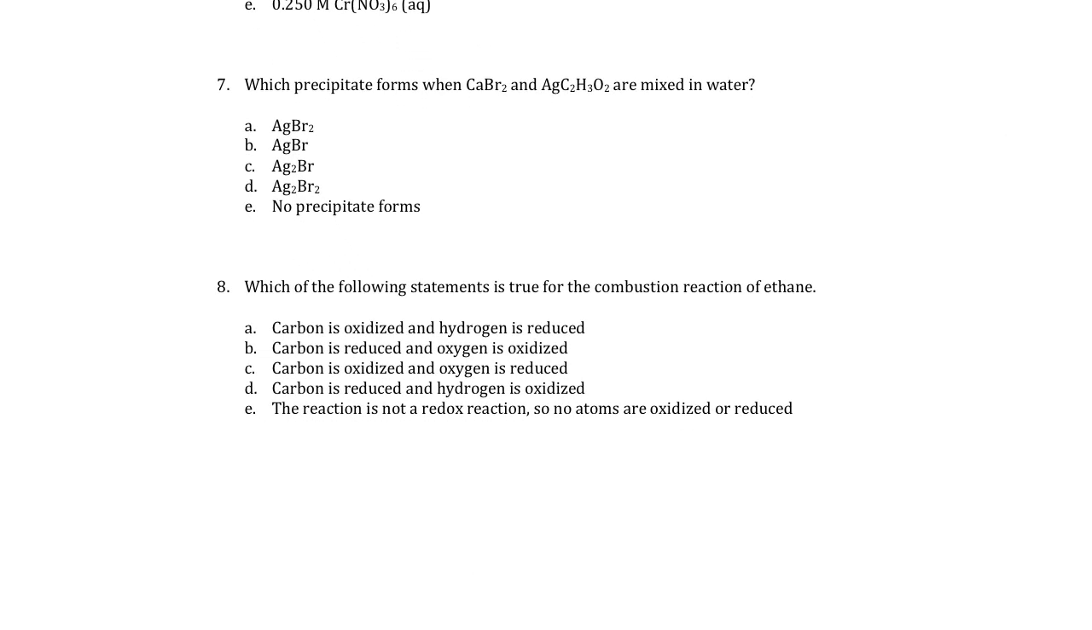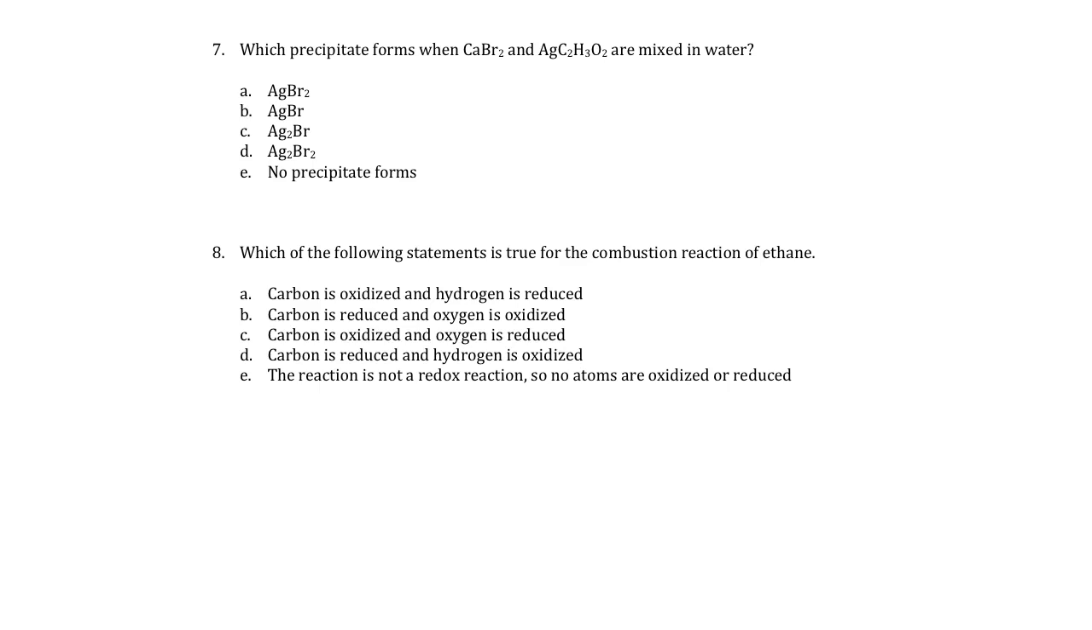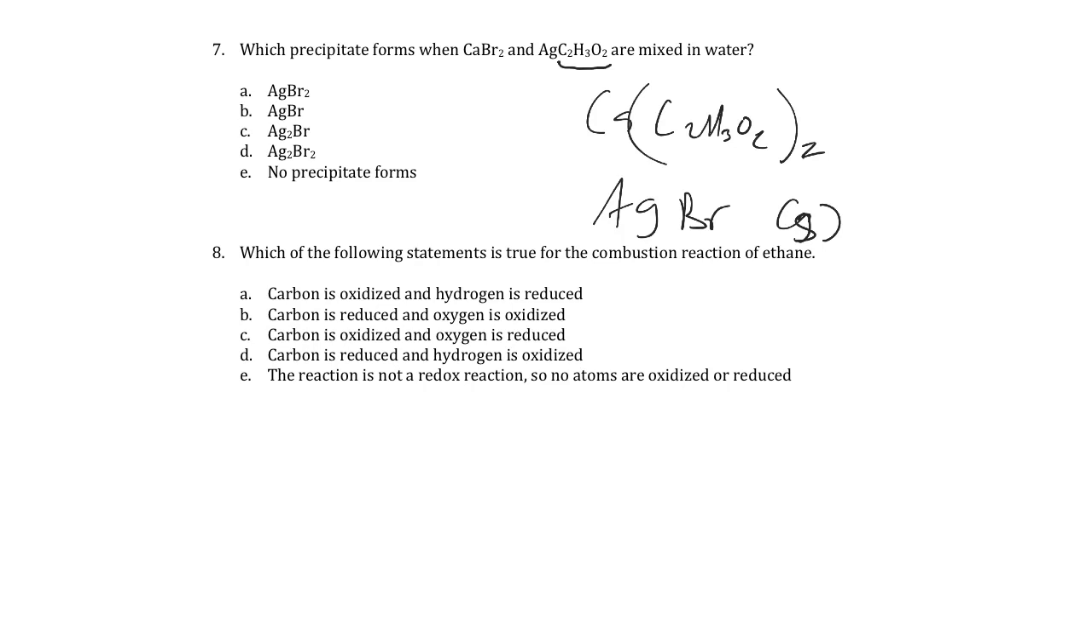And then finally, number 7 and 8. Which precipitate forms when calcium bromide and silver acetate are mixed? So this is just one of the ways of writing the acetate ion. So I take the compounds here. Calcium acetate could form, but that's water soluble, so that's just going to remain as the ions. And then AgBr should form as the precipitate, because that's insoluble. So I'm just mixing these two ions with each other, and the formula should be Ag plus, Br minus, so it should be AgBr.